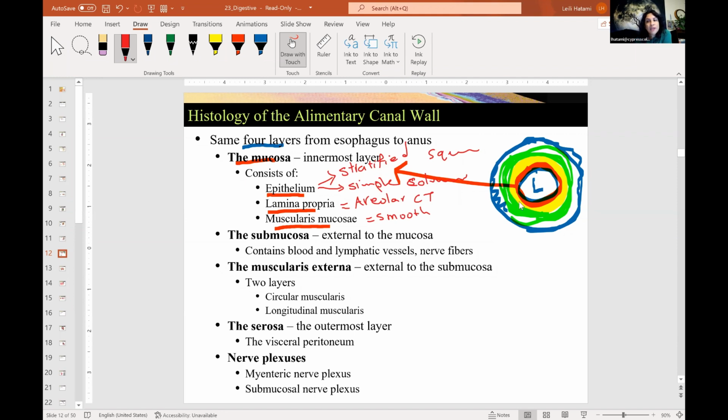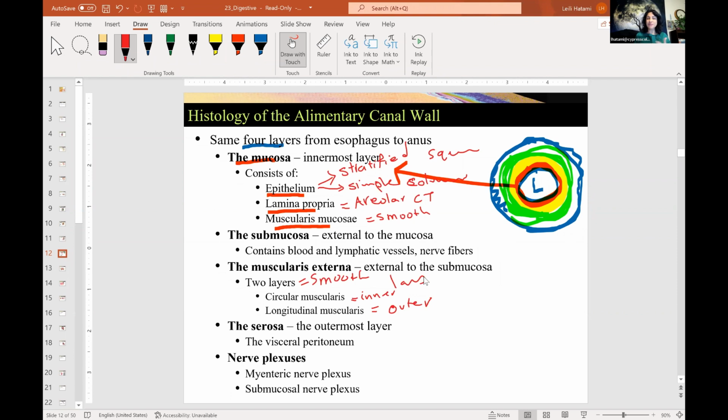Then the submucosal layer, which I draw with the yellow color, is going to be a connective tissue below the mucosal layer, which contains the blood capillaries, the lymphatic vessels, and also the nerve fibers. And then we have the muscularis externa, which is external to the submucosal layer, and it has two layers of smooth muscle. The inner layer is circular because the direction of the fibers is circular, so we call this the inner circular layer. And the outer muscular layer is longitudinal.